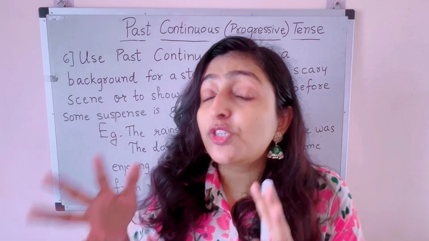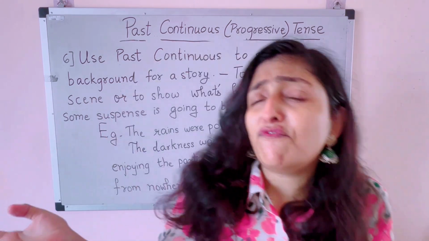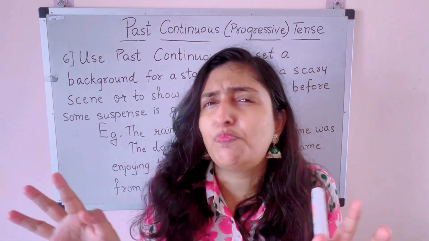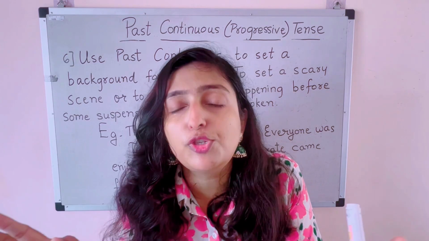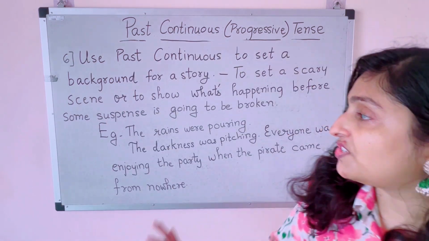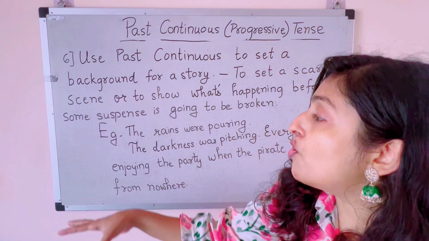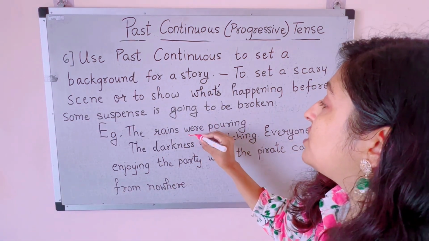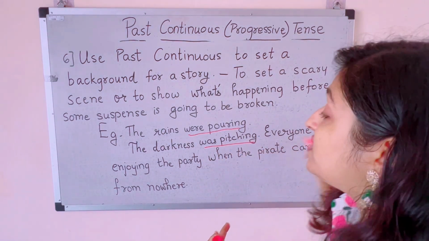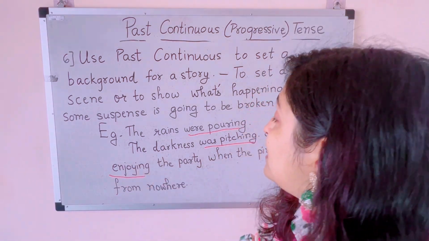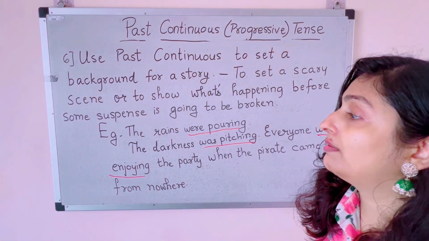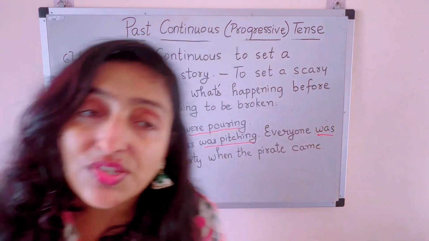So what the definition says is that you have to use past continuous tense for a story where you are going to set an ambience or an environment or a surrounding which is scary and where a suspense thriller is about to be broken or disturbed. Let's look at the examples. The rains were pouring, the darkness was pitching in, everyone was enjoying the party when the pirate came from nowhere. Okay, so did you understand?